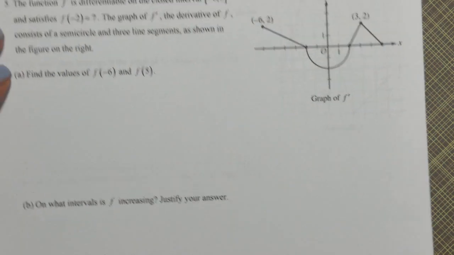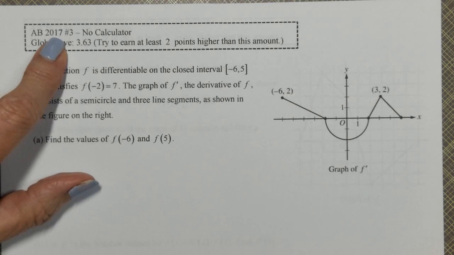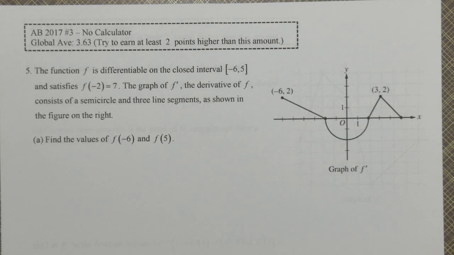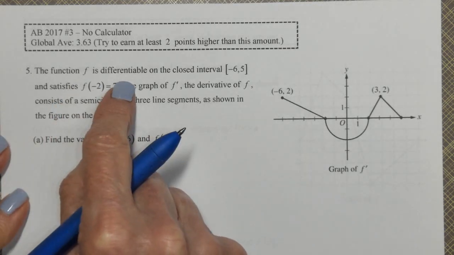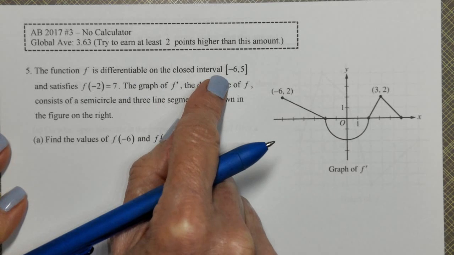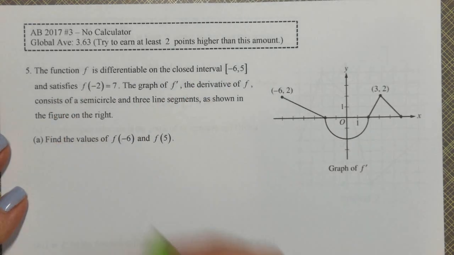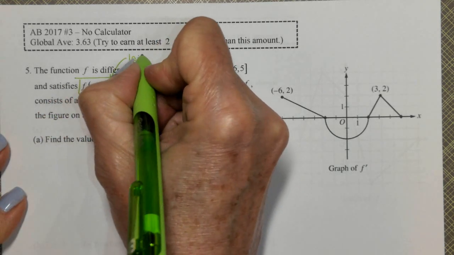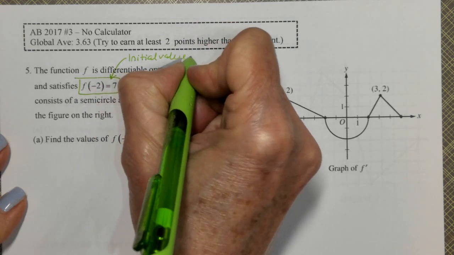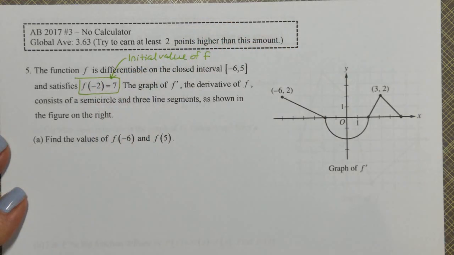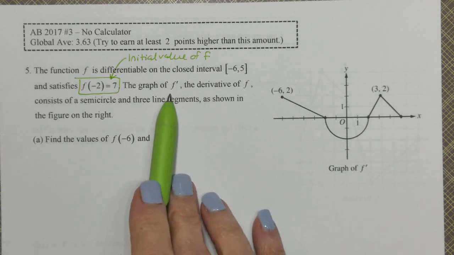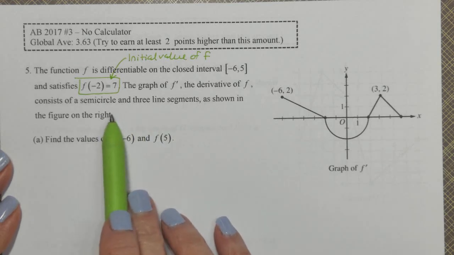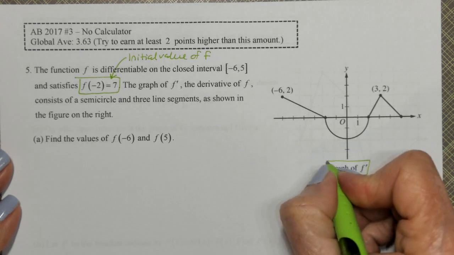Okay, this first one that we're going to do is back from 2017. This was number 3. Almost all of these are going to be with no calculator. The function f is differentiable on the closed interval -6 to 5 and satisfies f of -2 is 7. They're giving us an initial value of f. Okay? The graph of f prime, the derivative of f, consists of a semicircle and 3 line segments, as shown in the figure on the right. So this is the graph of the derivative.